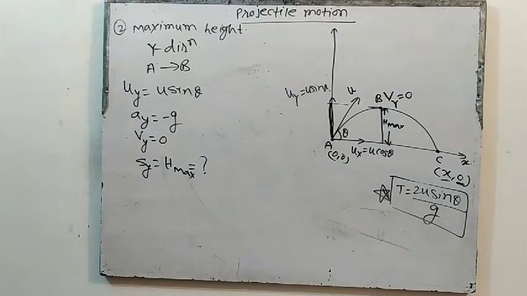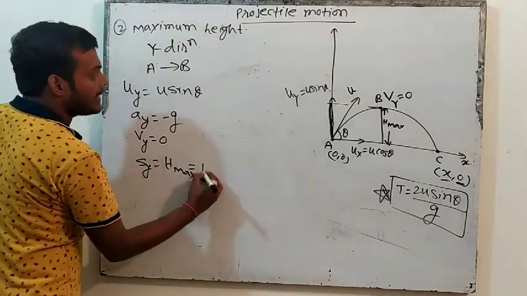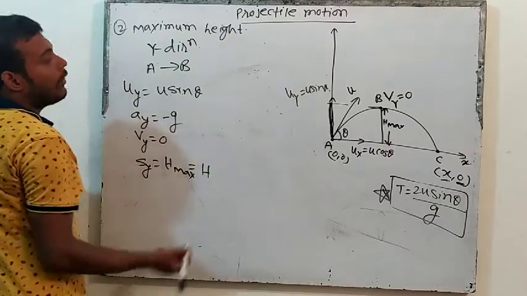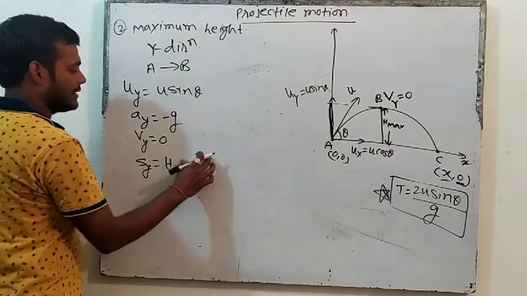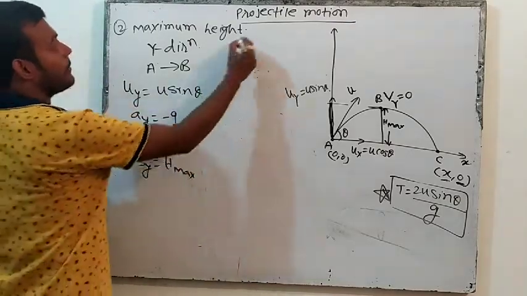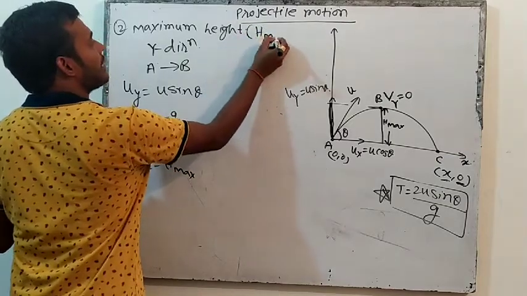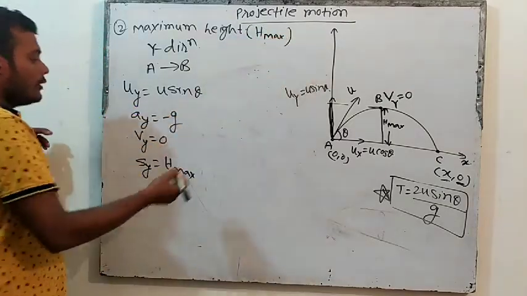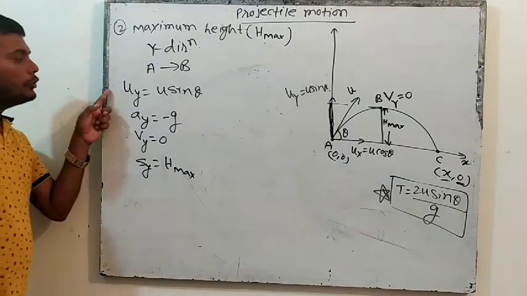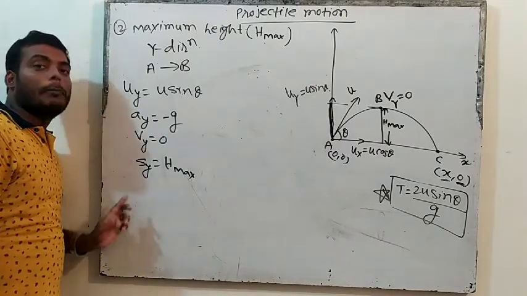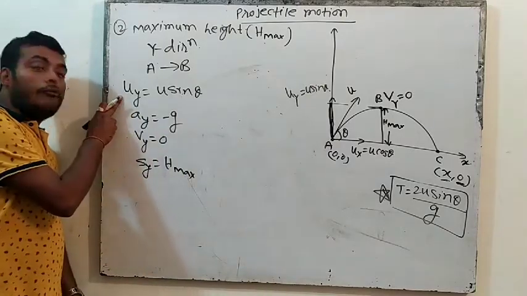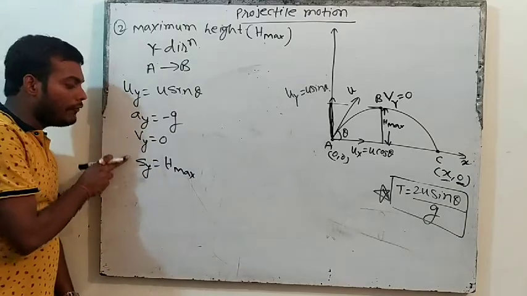So this we have to calculate. Let's say maximum height is h max, we will denote maximum height by h max. So this thing we have to calculate. We know u, we know a, we know v. We have to find s.